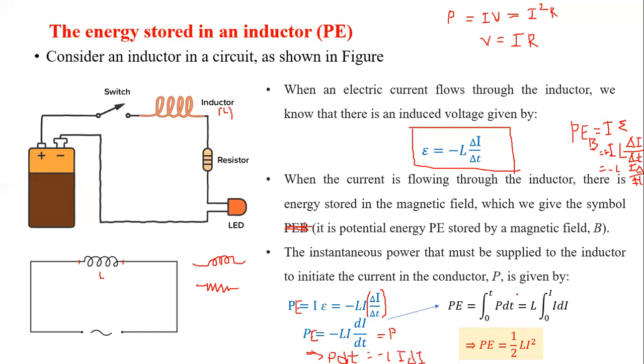So we integrate: time from 0 to t for P dt, and current from 0 to I. The integration of x dx is 1 over 2 x squared, so we get 1 over 2 L I squared. This is just a mathematics concept.